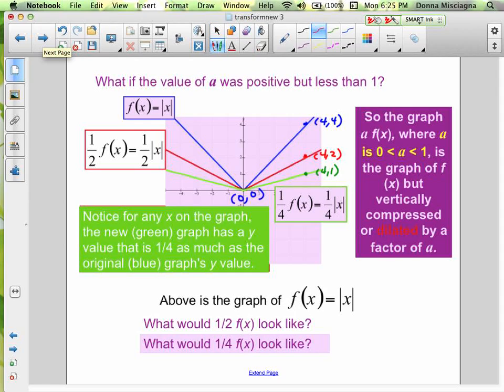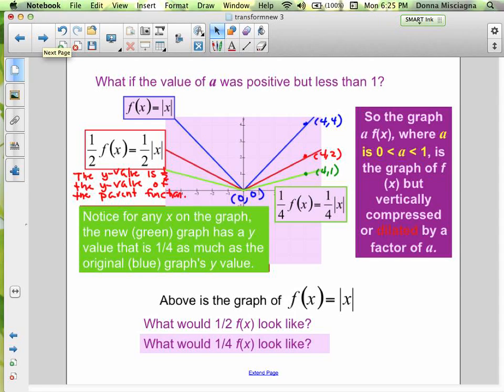And if we're looking at the red graph, 1/2 times f of x, or 1/2 times the absolute value of x, the y value is 1/2 the y value of the parent function, which of course is y equals, or f of x equals, the absolute value of x.